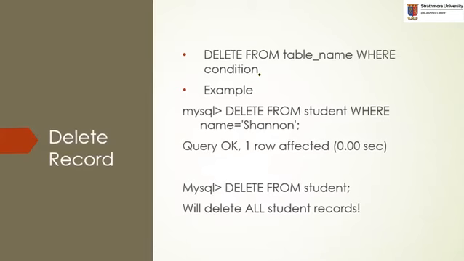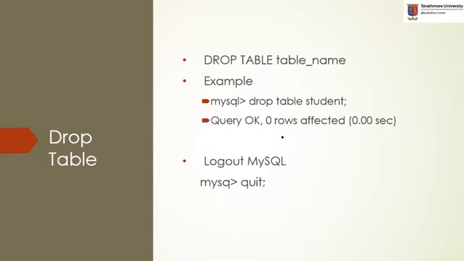We have the delete a record. You identify the table that you want to delete from, and then you have the condition that needs to be satisfied for deletion to take place. You can also drop the table. Everything is going to be deleted from that table.